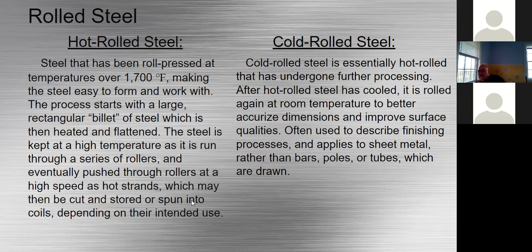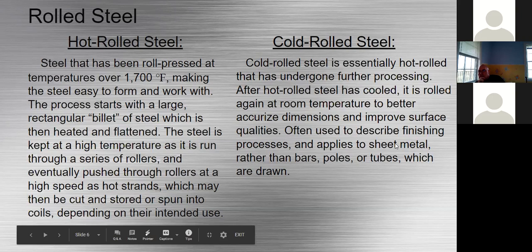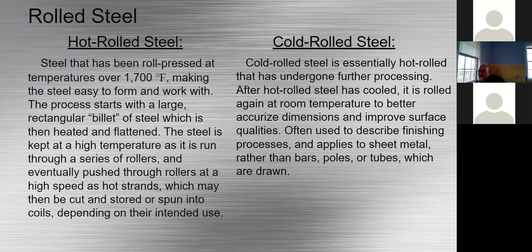Cold rolled steel is essentially hot rolled steel that has undergone further processing. After hot rolled steel has cooled, it is rolled again at room temperature to better refine dimensions and improve surface qualities. The term is often used to describe finishing processes and applies to sheet metal rather than bars, poles, or tubes, which are drawn.